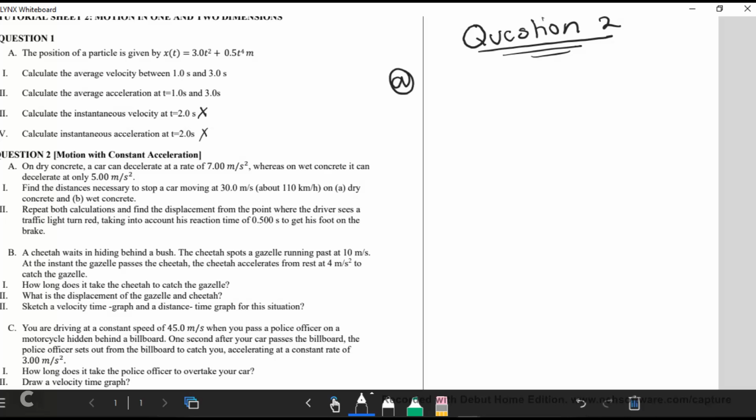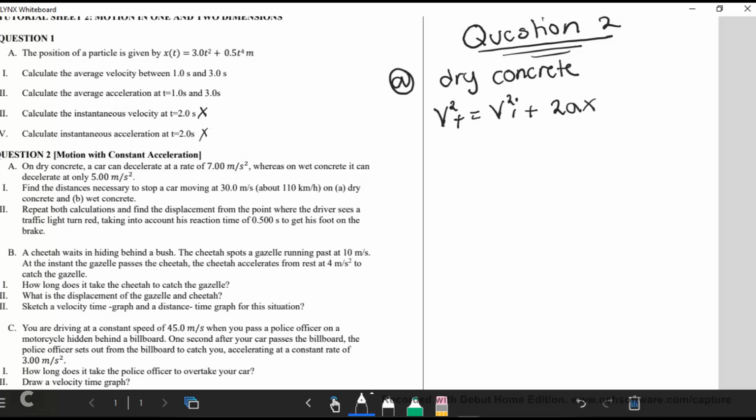What did they say? They said on dry concrete. So how do we find that one? We will just use the simple formula, which says V final squared is equal to V initial squared plus 2ax. This is the velocity final, then the velocity initial, then this is the acceleration, and this is the displacement.